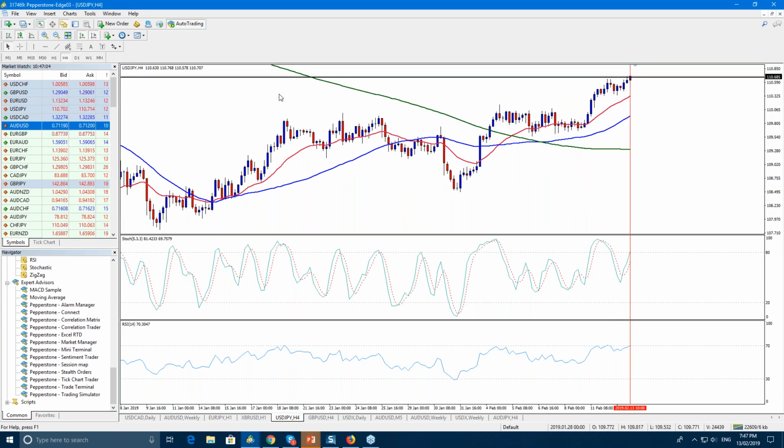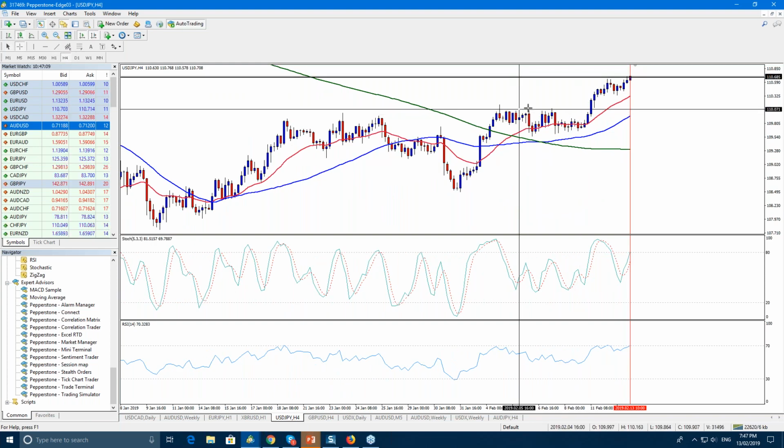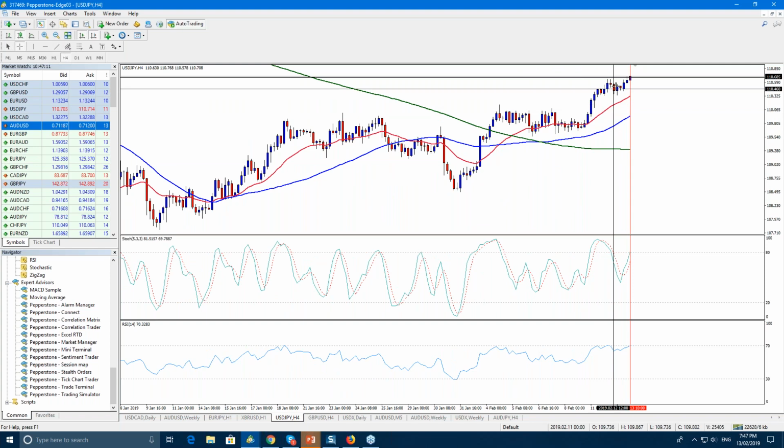So again, if we just go back to our 4-hour, I think everyone can probably see that recently the US dollar yen has broken past that 110 and it's moving on the up.